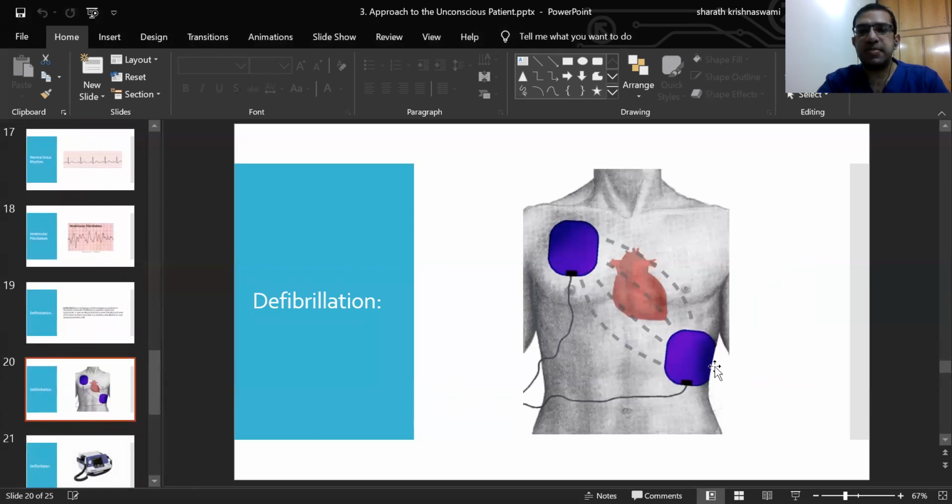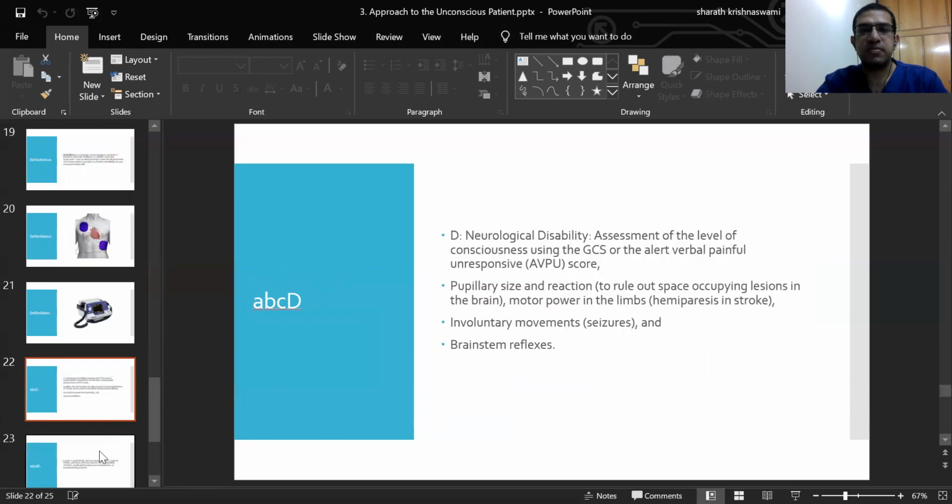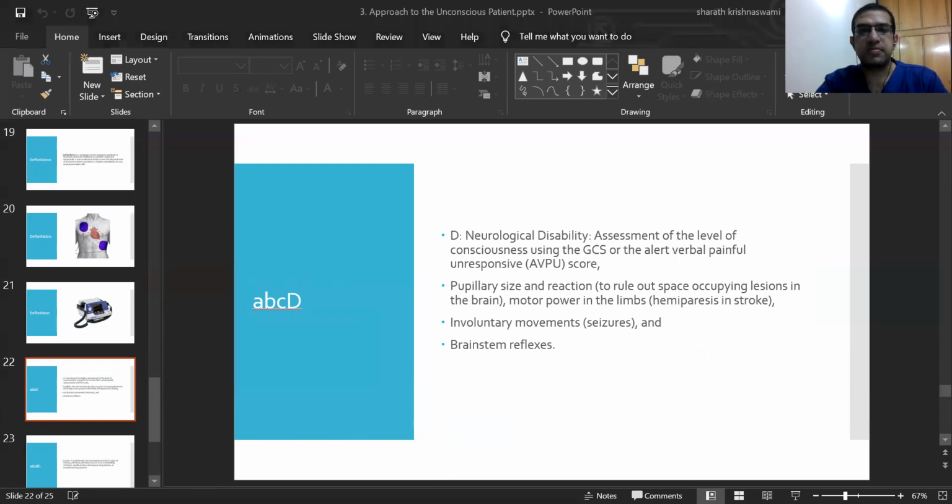This is how the pads are applied in case one wishes to defibrillate the heart. And this is known as a defibrillator that is commonly available in the ICUs or the emergency ward of the hospital. Coming to what D stands for in ABCDE. D stands for neurological disability.